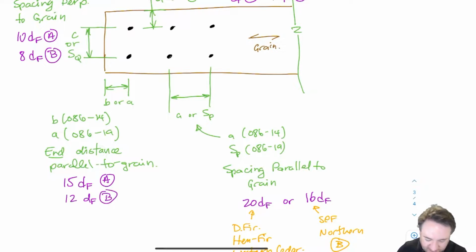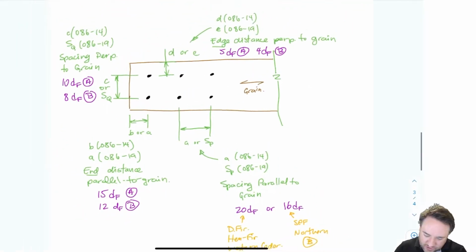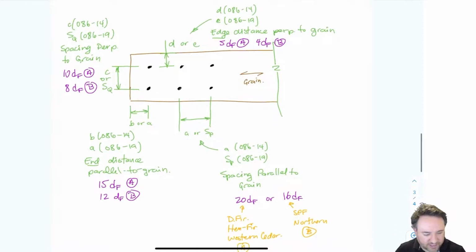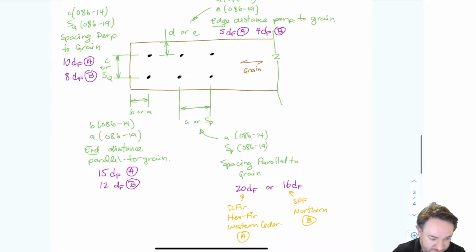As you can imagine, the end distance requirement is more stringent than the edge distance. Why? Because if I put a nail close to the end of my piece of wood, I could easily get splitting like this, so I have to keep it relatively far away. Okay, so those are all of the requirements for my spacing, if I'm just talking about one piece of wood. We're going to talk about multiple pieces in a minute.